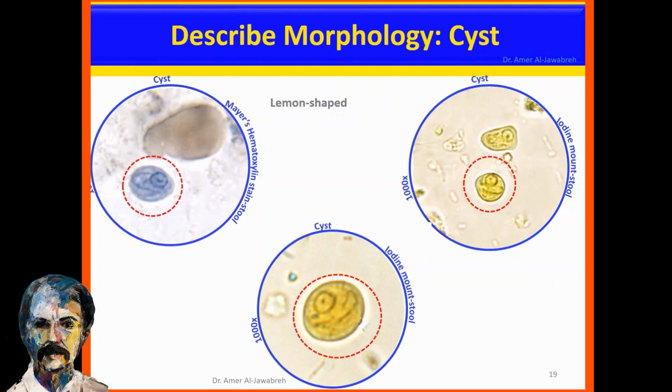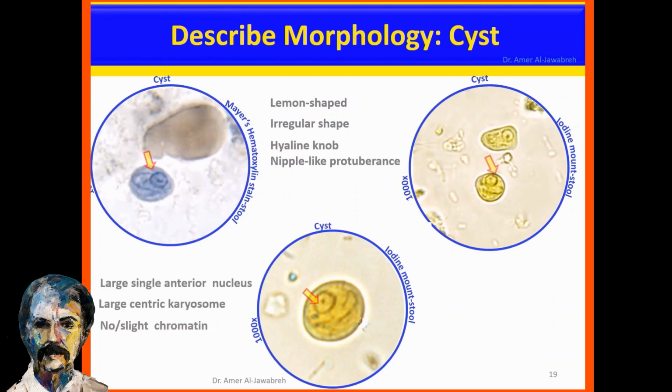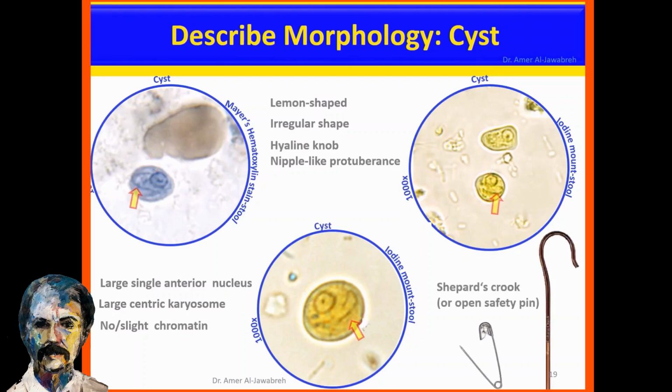Lemon shape. Irregular shape. This is not a usual shape for a cyst. And this is the nipple or hyaline knob. And the chromatin, none to slight. And this is the shepherd's crook. 1, 2, 3. Or open safety pin.